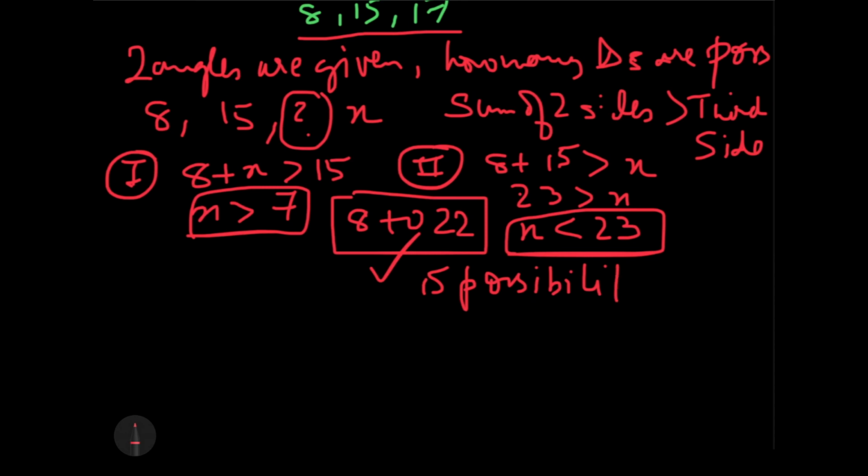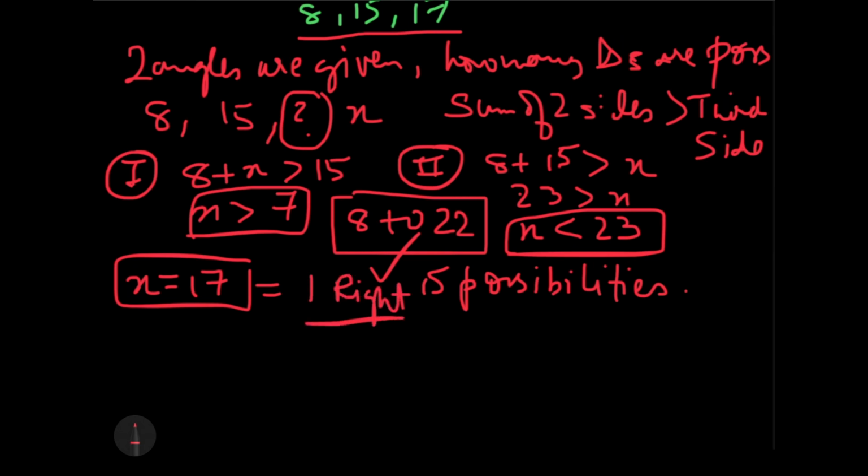Now I haven't mentioned what kind of triangle I want, obtuse, acute, or right angle, right? So for that we will do it specifically. Now we know that a right angle triangle is possible at only one number, that is x is equal to 17. So when x is equal to 17, only then I will have one right angle triangle. So this is fixed, at x is equal to 17.